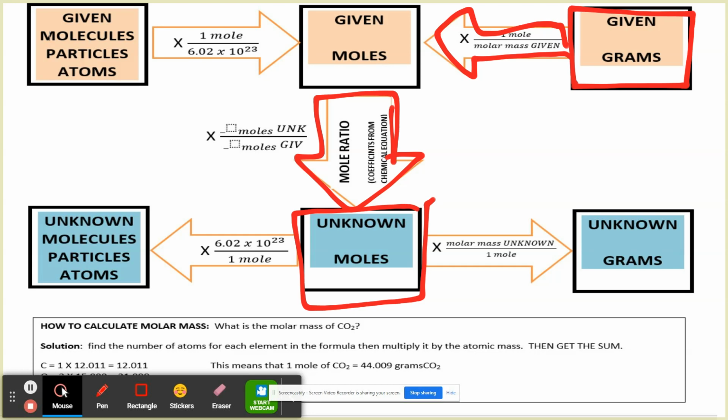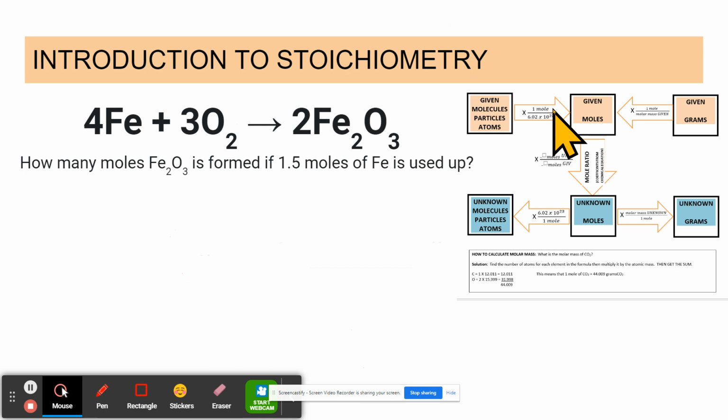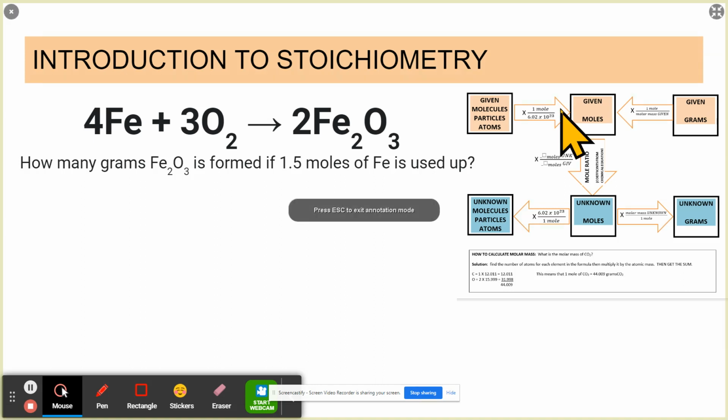So today, what we're going to look at is if the problem is given moles and we want to look at grams. Let's take an example problem. Given is moles, we want to look at grams. For example, look at this problem right here. How many grams of Fe2O3 is formed if 1.5 moles of Fe is used up?